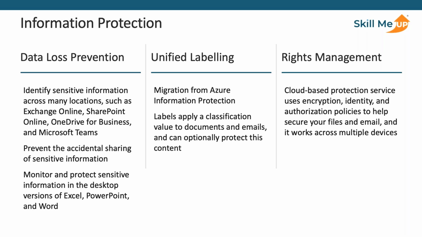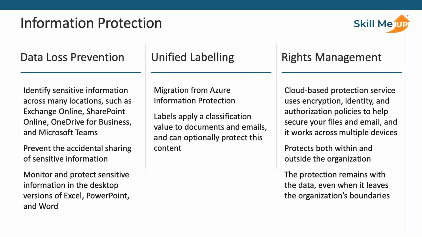Now, what's interesting is that the protection actually comes from rights management. So rights management, or what's called Azure RMS, is a cloud-based protection service, which is the cloud version of rights management services that's part of the Windows Server. And this allows you to create authorization policies that can work across any type of device. It'll protect whether it's inside or outside of the organization. And then the protection remains with the data, even when someone, for example, puts a USB drive in the machine and takes that content with it.